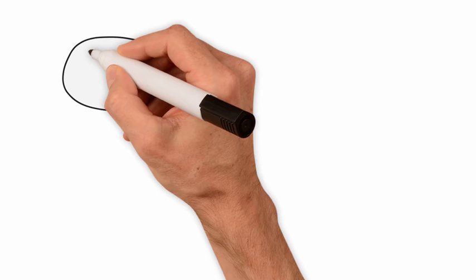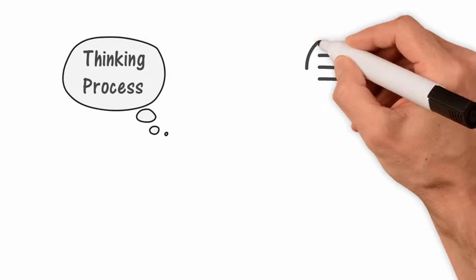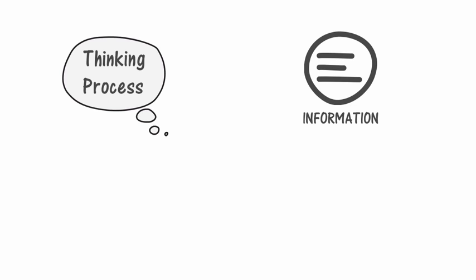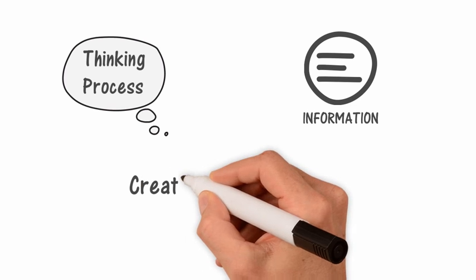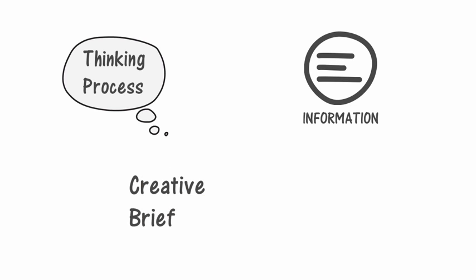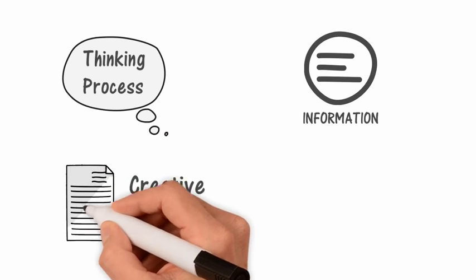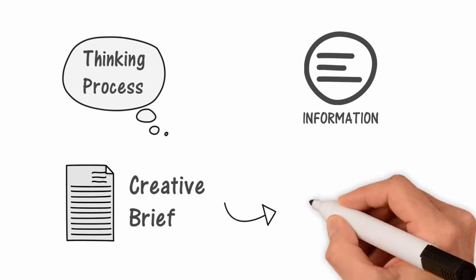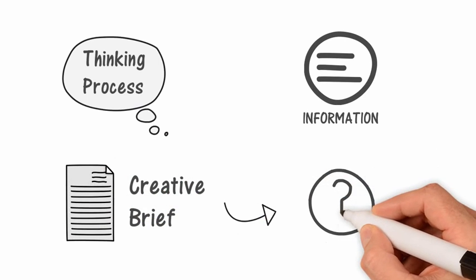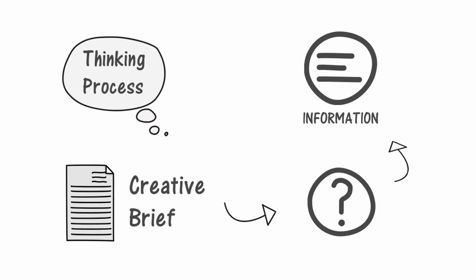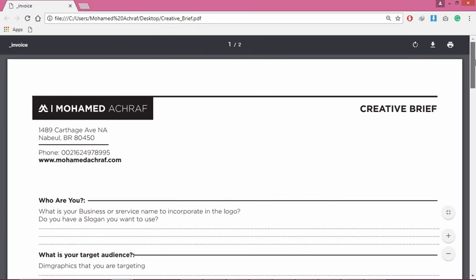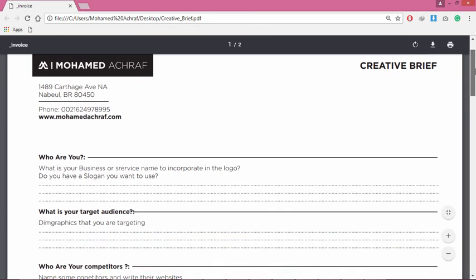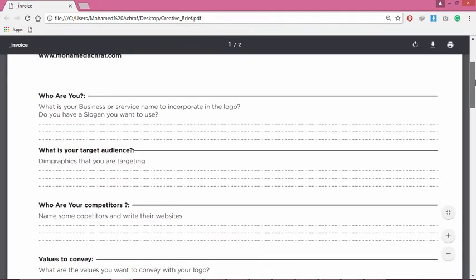To start the thinking process, you have to collect all the information needed from your client, and this can easily be done by creating a creative brief. It's a simple document you send to your client that asks thoughtful questions about the client and his business, in order to gather specific information about the project, and to define your client's expectations. This is my creative brief document that I send to my clients.